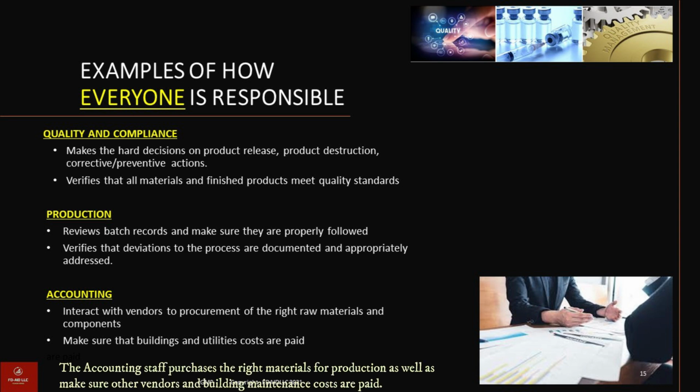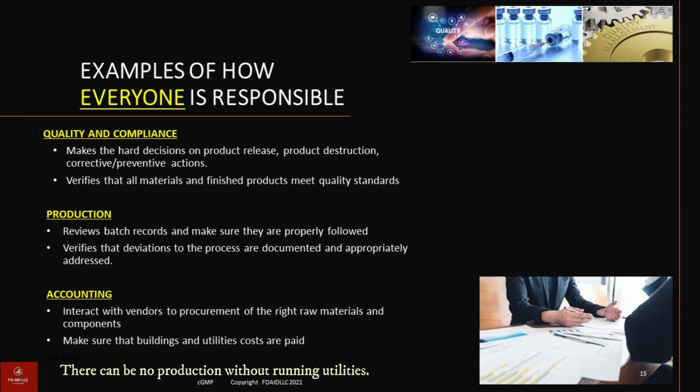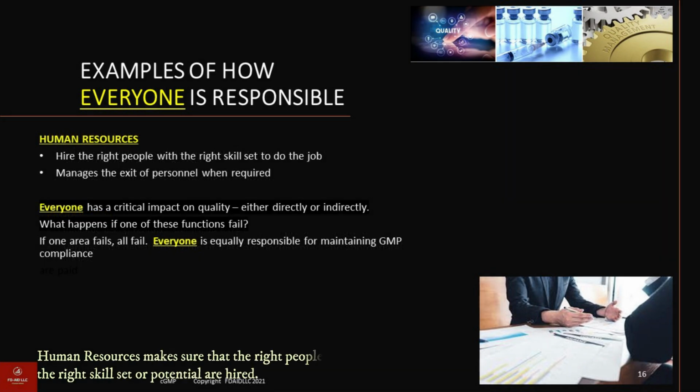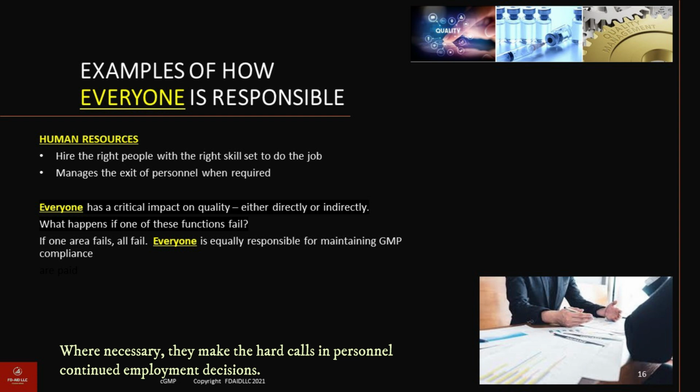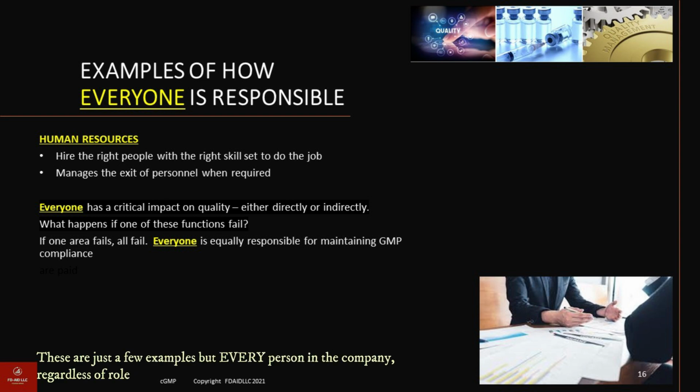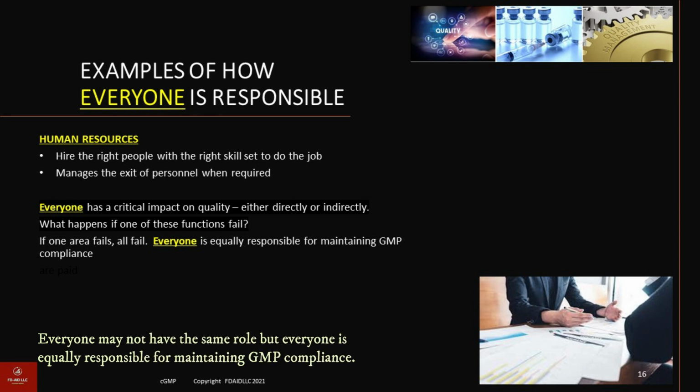The accounting staff purchases the right materials for production as well as makes sure other vendors and building maintenance costs are paid. There can be no production without running utilities. Human resources make sure that the right people with the right skill set or potential are hired. Where necessary, they make the hard calls in personnel continued employment decisions. These are just a few examples, but every person in the company, regardless of role, has a direct or indirect impact on GMPs. Everyone may not have the same role, but everyone is equally responsible for maintaining GMP compliance.